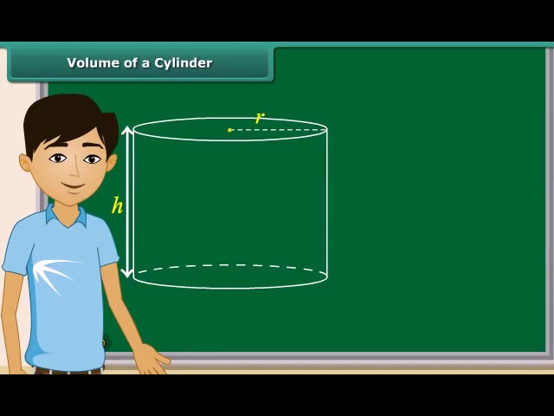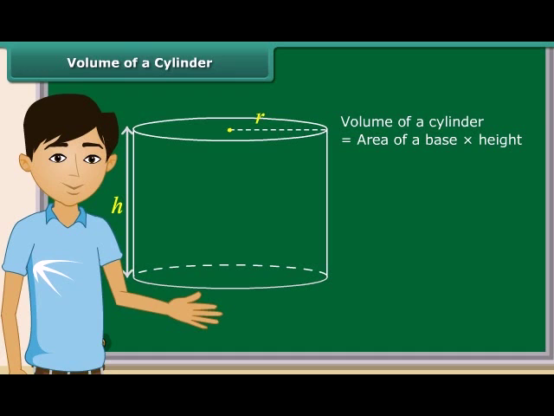Now students, we will calculate the volume of this cylinder, which is very easy to calculate. This cylinder has radius R and height H. Well, for calculating volume, we will multiply area of a base with the height. So, volume of a cylinder is equal to pi R square H.